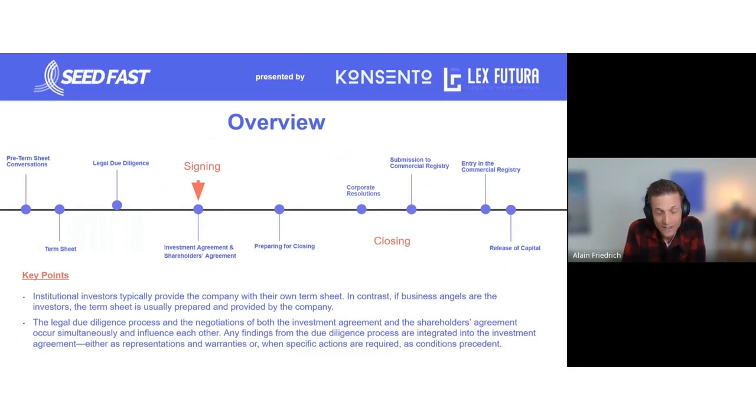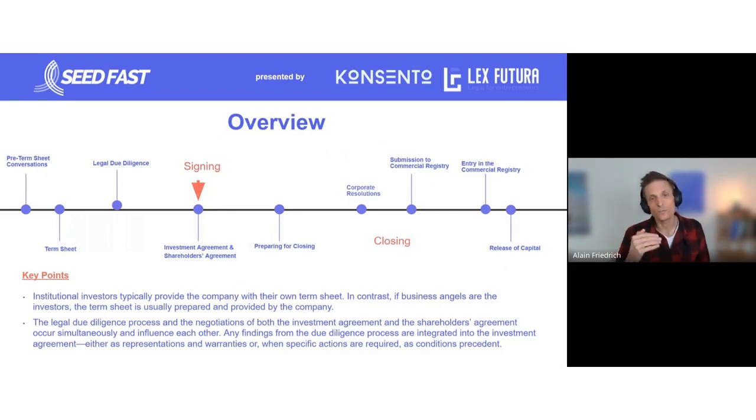So when does a financing round start? Usually, you have contact with investors. You talk to them, they might express some interest, and we call that stage the pre-term sheet conversation. That's right at the beginning. At this stage, you rarely need legal support. Sometimes you need an NDA if the investor is signing one. If not, you don't really need legal support.